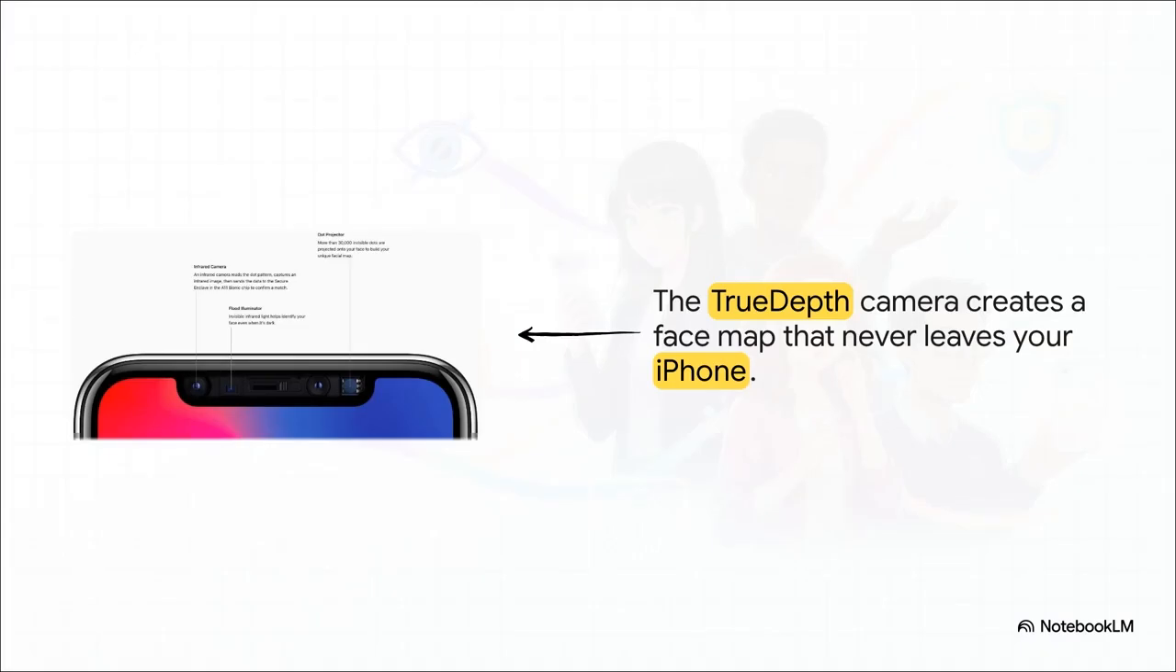So, think of Face ID like a tiny constellation mapped right onto your face. When you look at your screen, the TrueDepth camera system projects over 30,000 invisible infrared dots to build a super detailed depth map. But here is the absolute critical part. That map never leaves your iPhone. No way. It's never uploaded to Apple, and it is never shared with the apps you use.